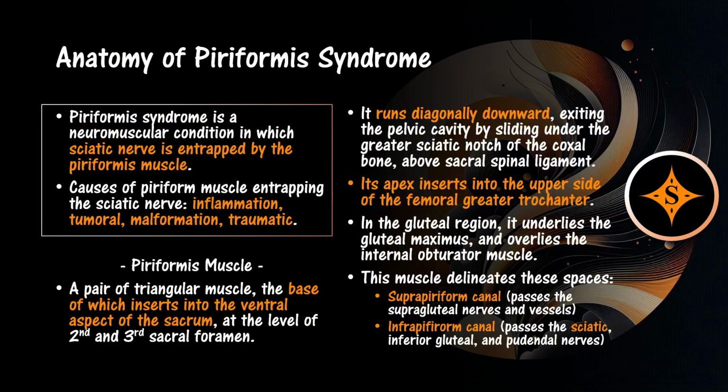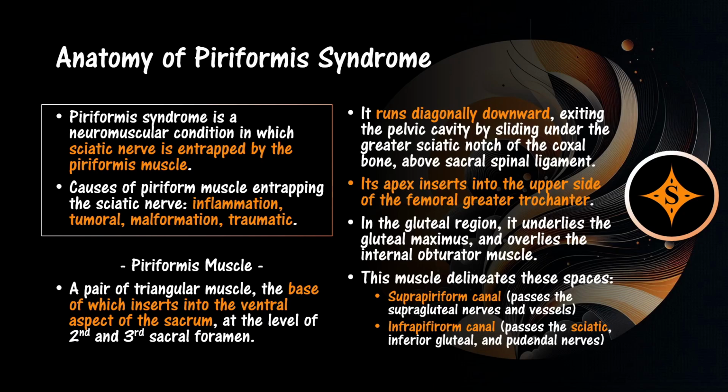As we've mentioned, Piriformis syndrome is a neuromuscular condition where the sciatic nerve gets compressed by the piriformis muscle. The causes may include inflammation, a lesion that enlarges the piriformis muscle, such as a tumor or malformation, or trauma that produces bleeding or contusion, enlarging the muscle and impinging on the sciatic nerve.